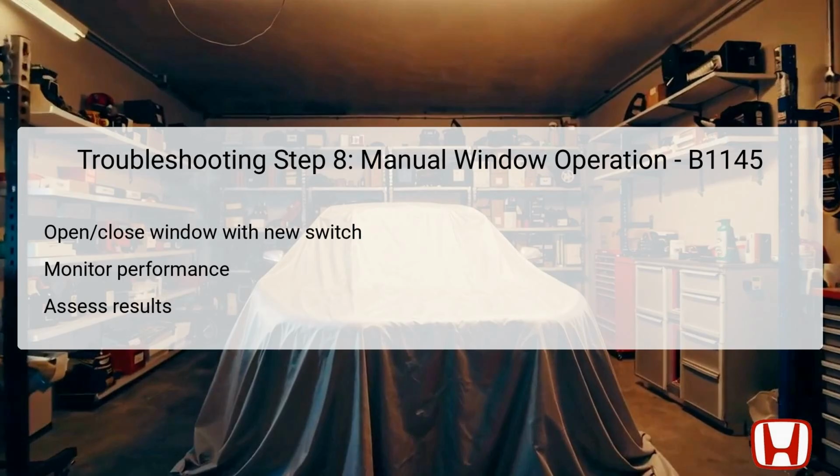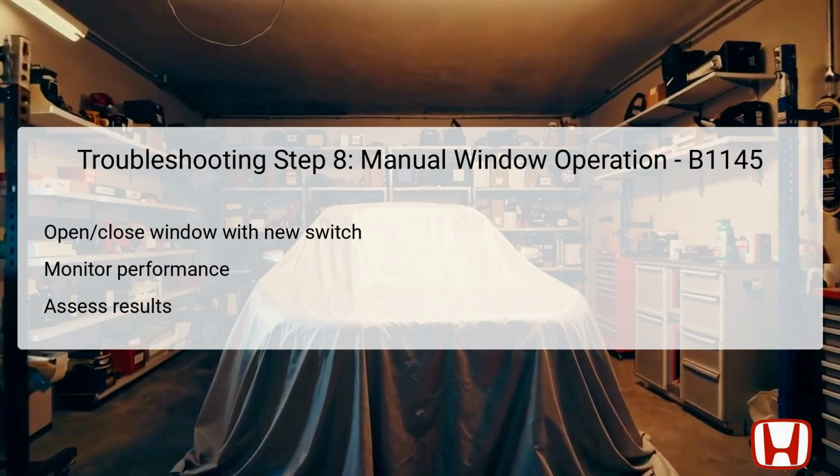This manual test is essential for observing any changes in performance and determining whether the replacement resolved the issue. The technician should closely monitor the movement of the window to see if it operates smoothly without stuttering or jamming. Observations made at this stage will clarify whether the component substitution effectively addressed the problem.